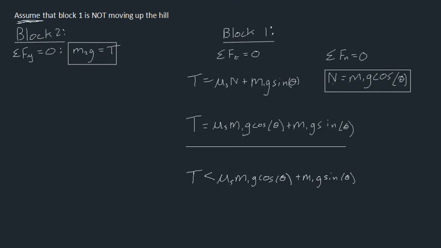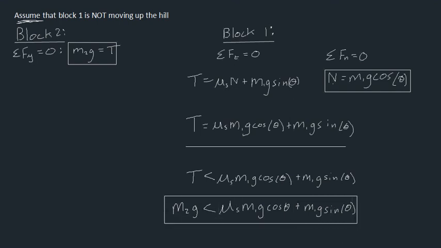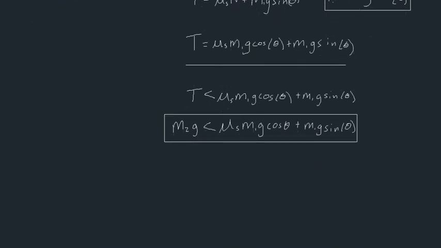So let's focus on this. And to do this, we need to solve for T. And we figured out T earlier was m2g under our assumption, right? So that means m2g must be less than mu s m1g cosine theta plus m1g sine theta in order for the block not to move up the hill. This is the inequality that must be true for the block not to move up the hill. So let's test whether this inequality is actually true, and by now you should probably have a sneaking suspicion that it isn't, but let's let the math do the talking.